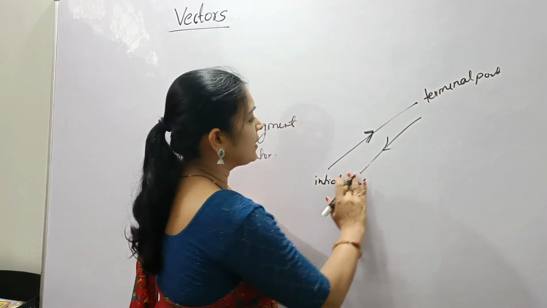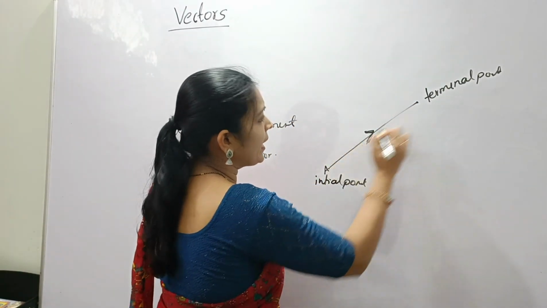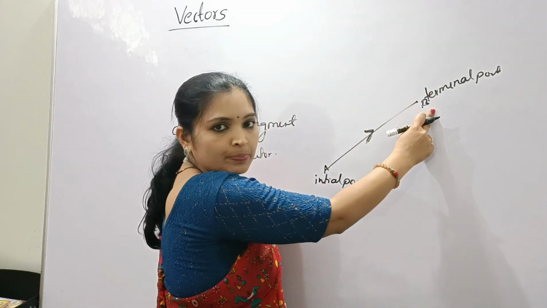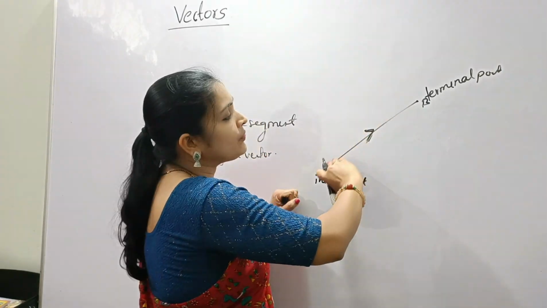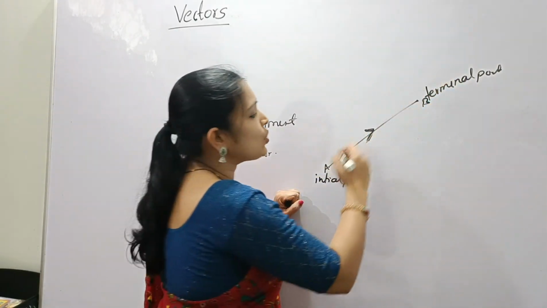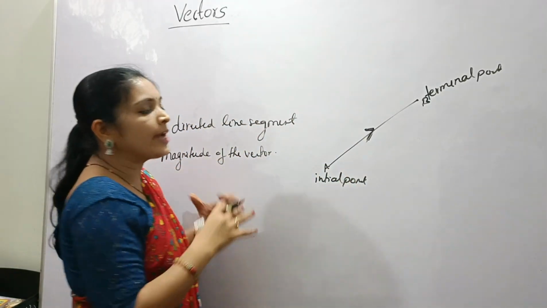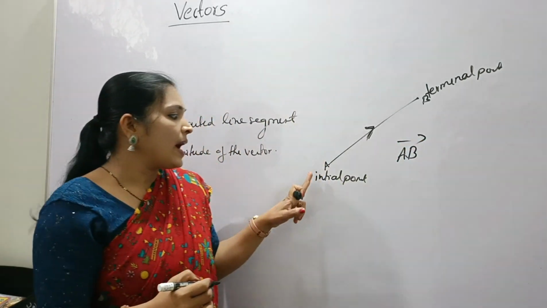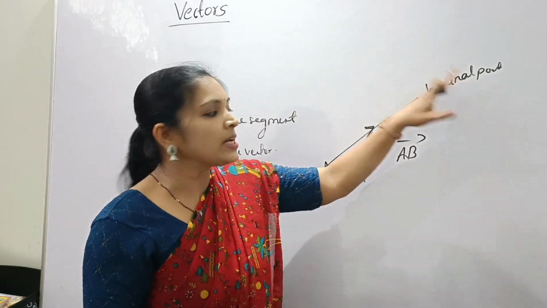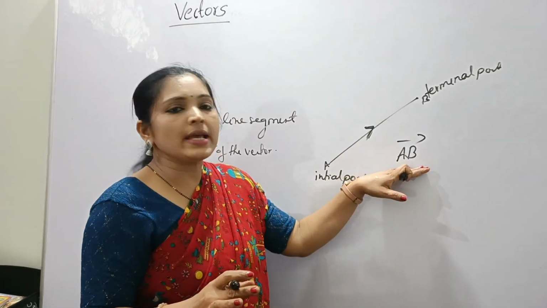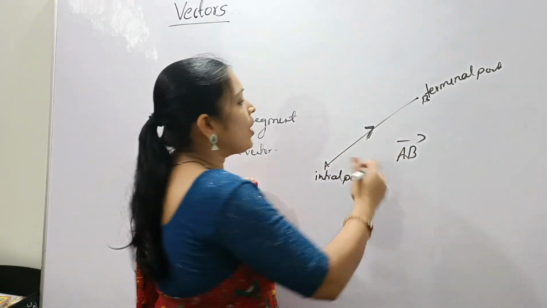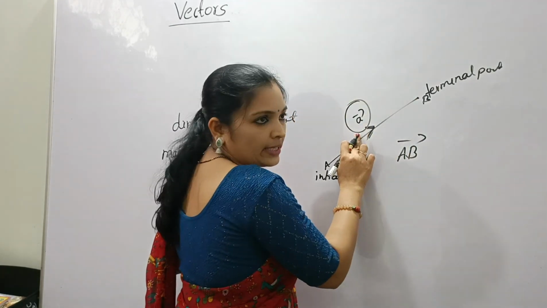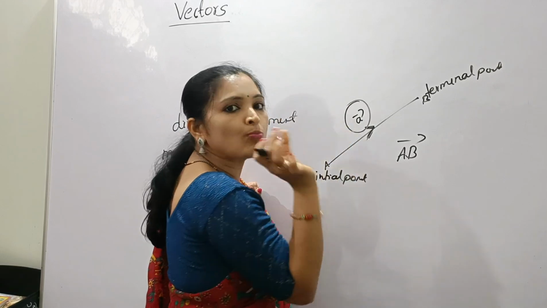Let's take a vector from A to B. That is, the initial point is A and the terminal point is B. So it's a vector in this direction, right? The vector from A to B is written as vector AB. Here A is the initial point and B is the terminal point. Or if we say it's a vector A, we can also write vector small a.